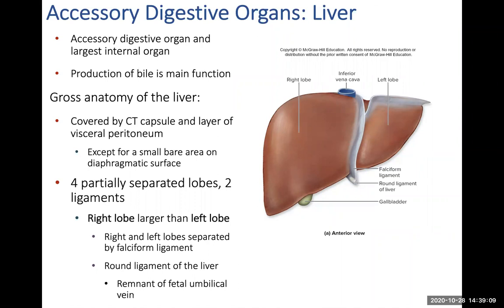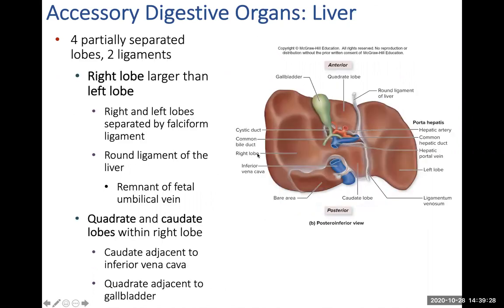So here's what I want you to know about the liver. You can use these slides to study with for the lab exam too. The liver itself is made up of 4 partially separated lobes and 2 ligaments. Those 4 partially separated lobes are because we have a right and a left. Then if you look at the back side, we also have some additional lobes: the caudate lobe and the quadrate lobe. I'm not going to ask you that much anatomical detail in lecture, so I'm going to skip over this.